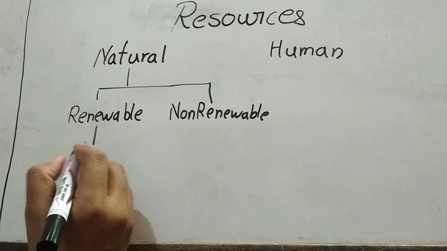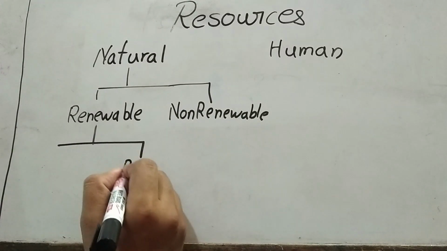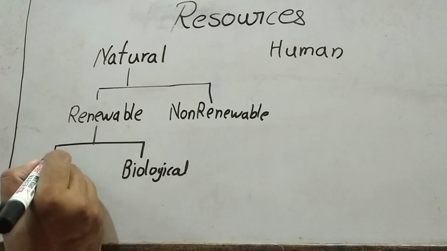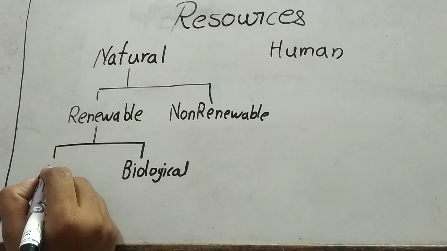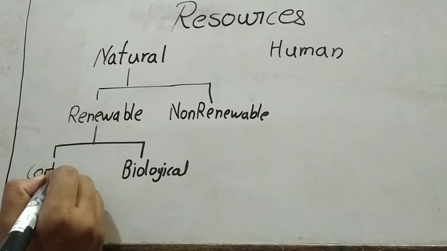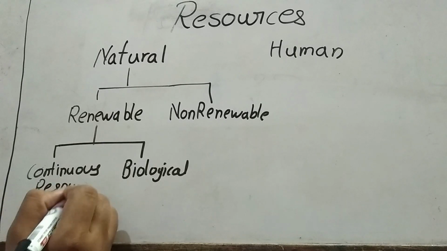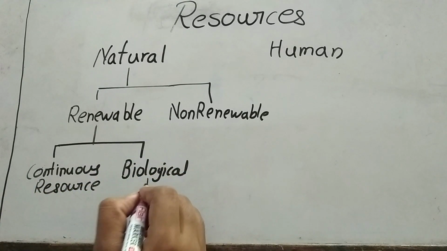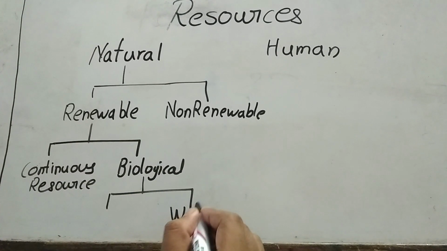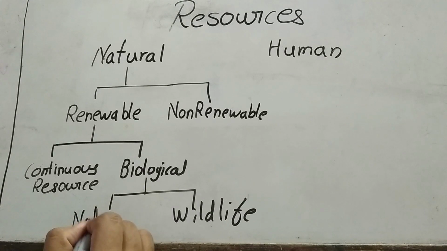Renewable resources further divided into 2 sections, that is biological and we can call it non-biological or continuous resources, that is a continuous resource. Biological resources further divided into 2 sections, that is known as wildlife, and one is natural vegetation.